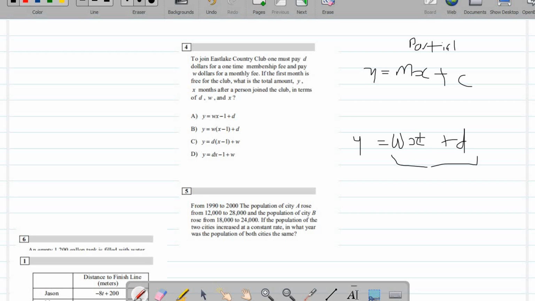is the number of months, so whatever month that you want to pick, let's say you want to pick 2 months, you know the first one is free. So if you're picking 2 months, that's the first month, and any other month you will X minus 1. So multiplying that, W times X minus 1 plus D, you're having Y equal to this. So this is the answer here, the B. Okay, WX minus 1 plus D, because the first month is free, and that's your answer.